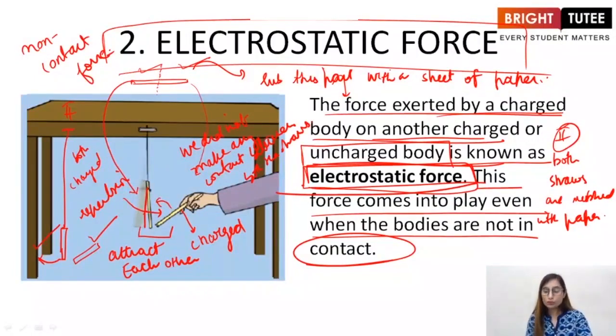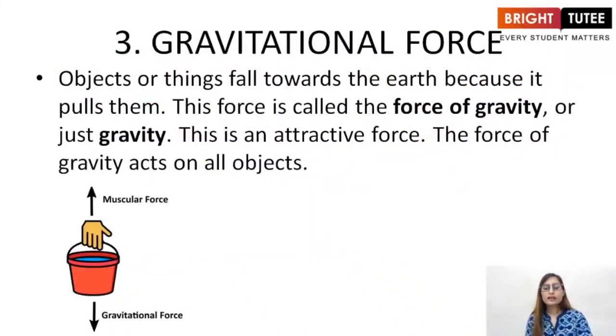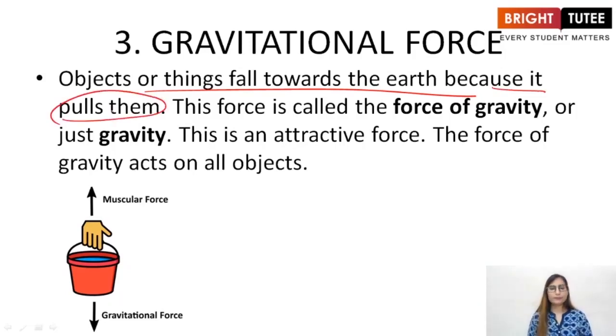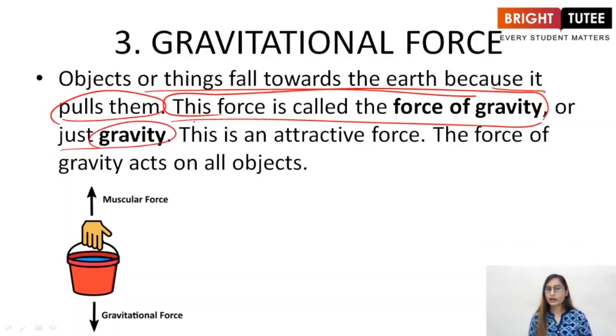Till now we have studied two kinds of non-contact forces. The first one was magnetic, second is electrostatic. Coming to the third, it is again very interesting. The third one is gravitational force. Let us see what happens here. Objects or things fall towards the earth. Any object which is kept here, if I leave it freely, if I suspend it, it will automatically fall downwards, right? Now how is this happening? This is happening because earth pulls them. Our planet is pulling things towards itself. This force is called force of gravity, or just gravity you can say.